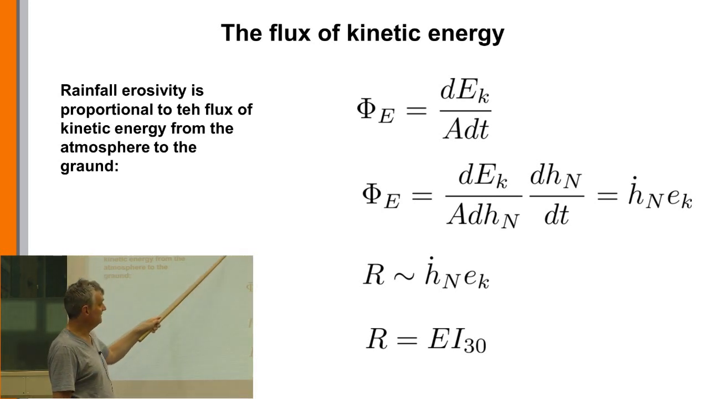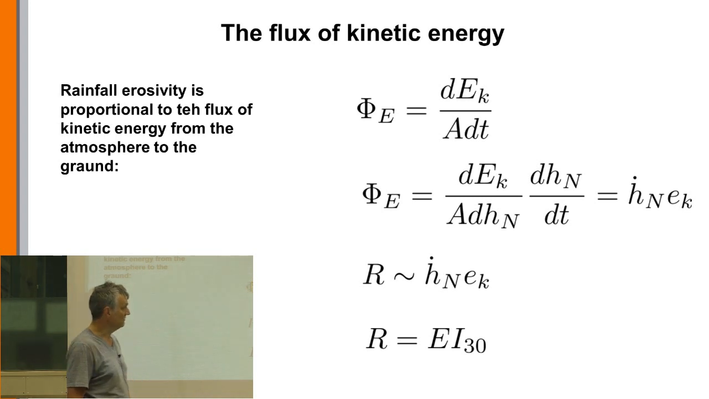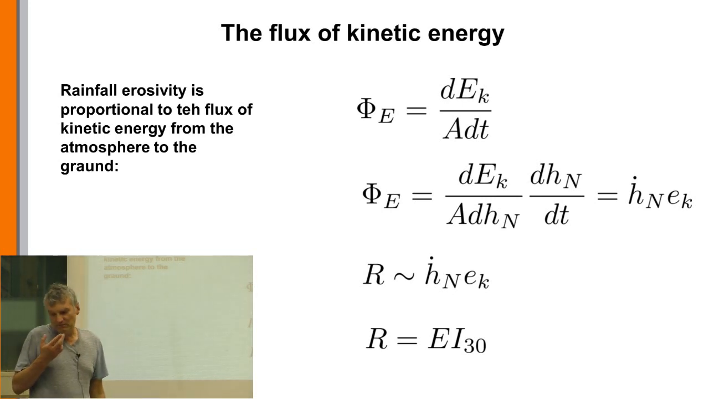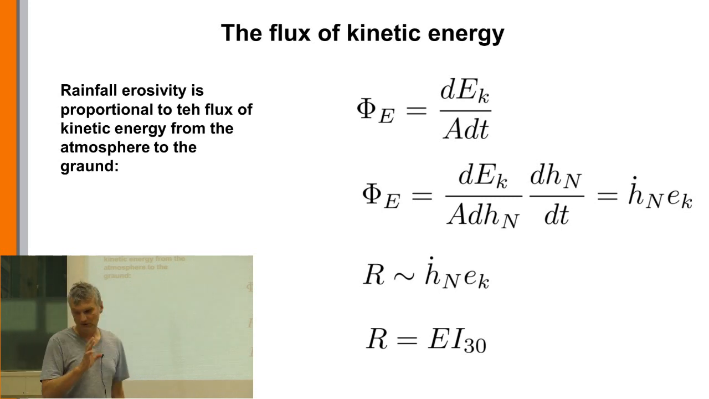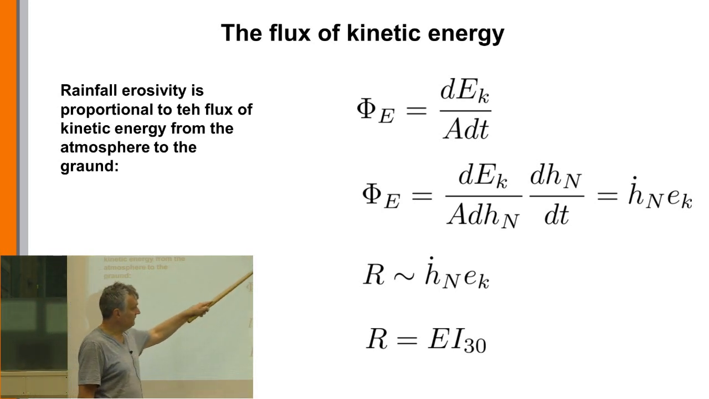This means that we have to take the flux. Phi is normally the flux, which is the rate of kinetic energy going through a surface per time. So for me, this is the most valuable quantity to describe something like rainfall erosivity when we start with kinetic energy. So let's look at this formula.